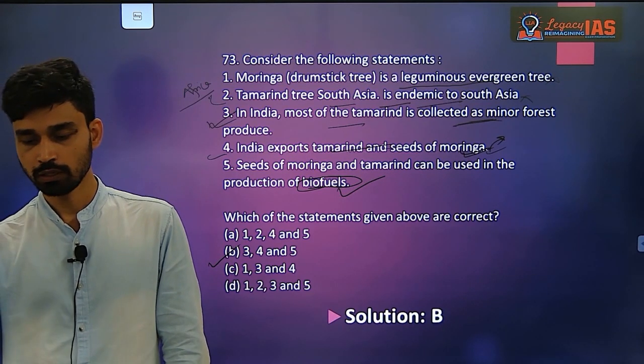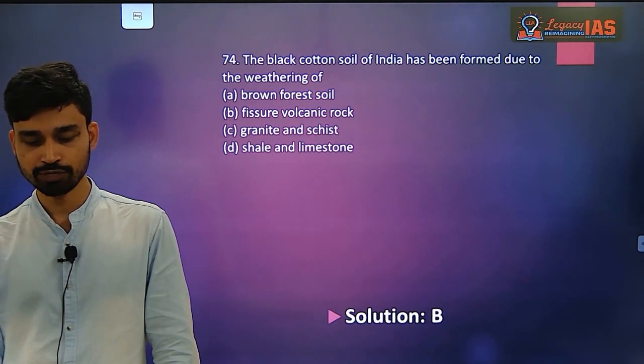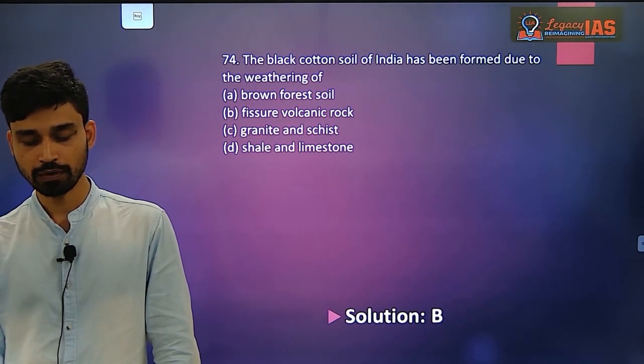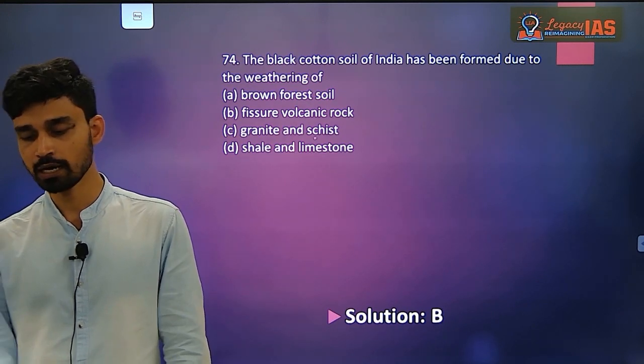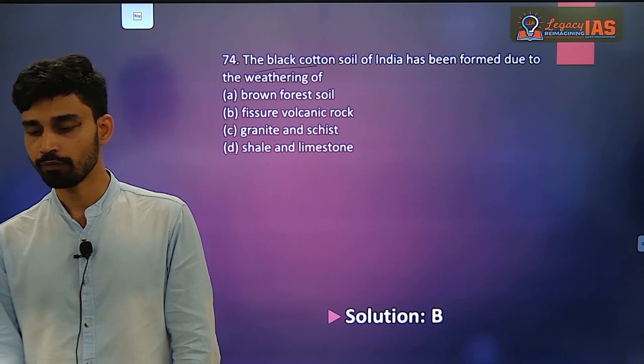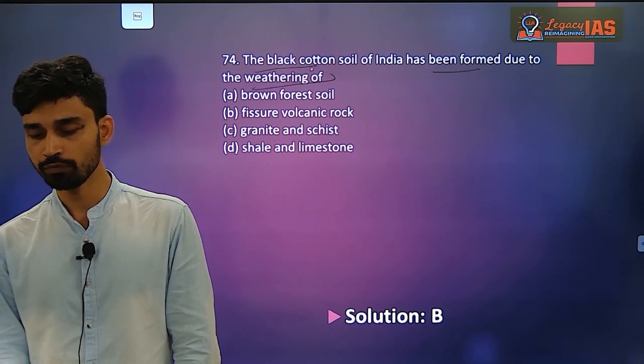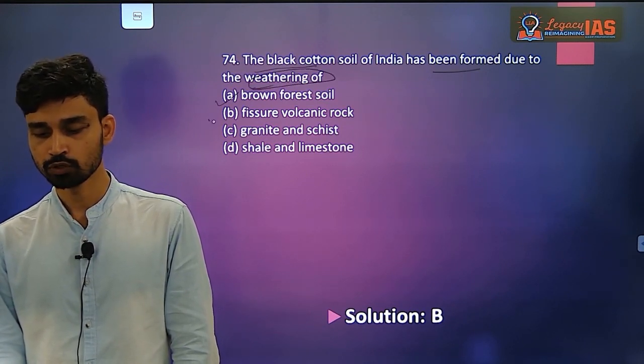Now, coming to the next question, that is again a very straightforward, very simple question. If you have studied NCERT's geography, you would have been able to solve this question very easily. The question is regarding the black cotton soil of India has been formed due to weathering of which of the following kind of soil and rocks.